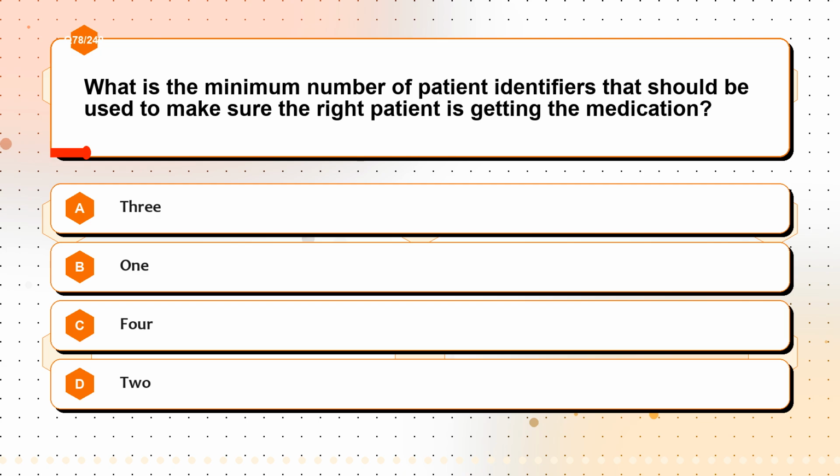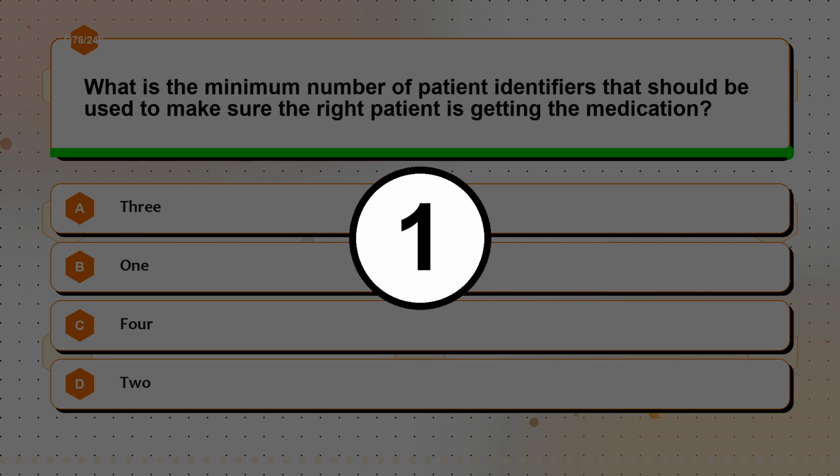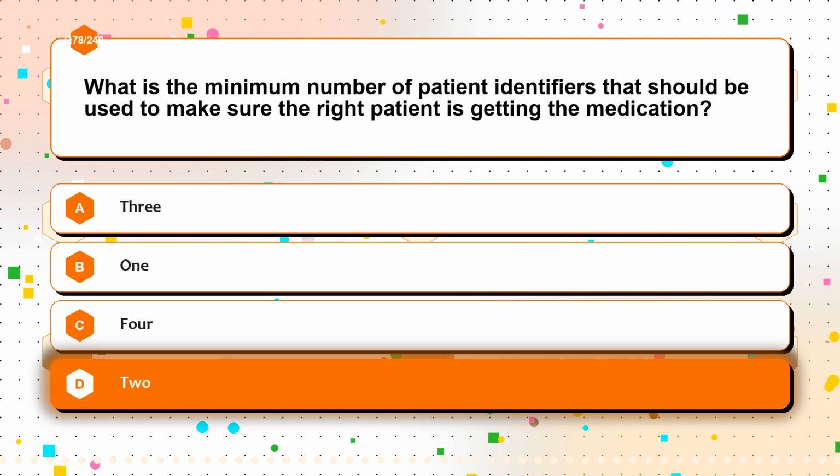Question 78. What is the minimum number of patient identifiers that should be used to make sure the right patient is getting the medication? Here are the options. Option A, 3. Option B, 1. Option C, 4. Option D, 2. The correct answer is option D.